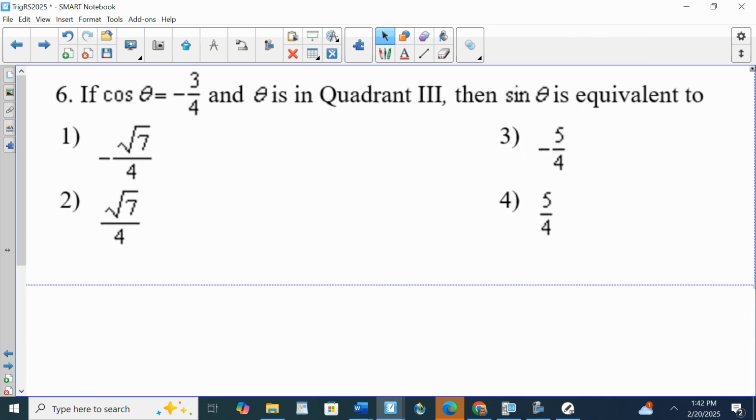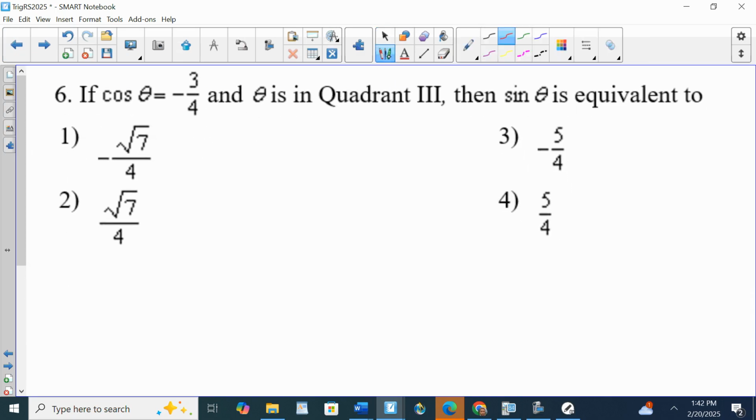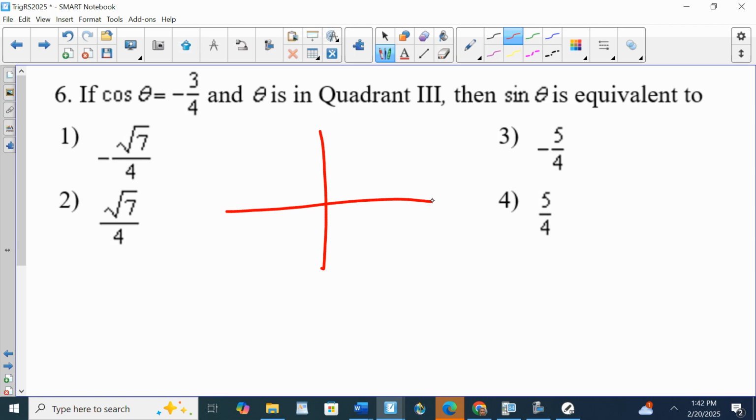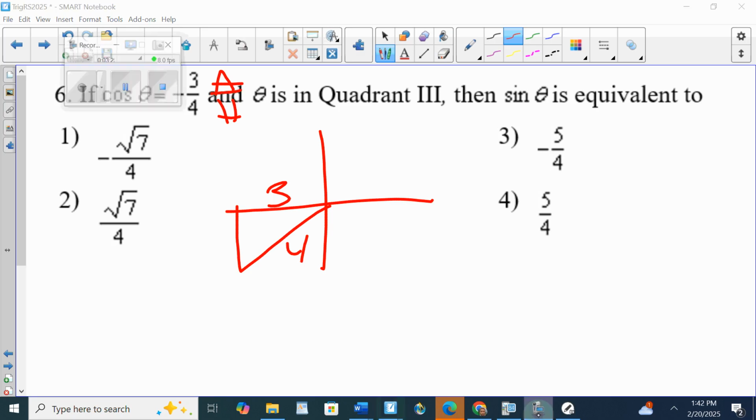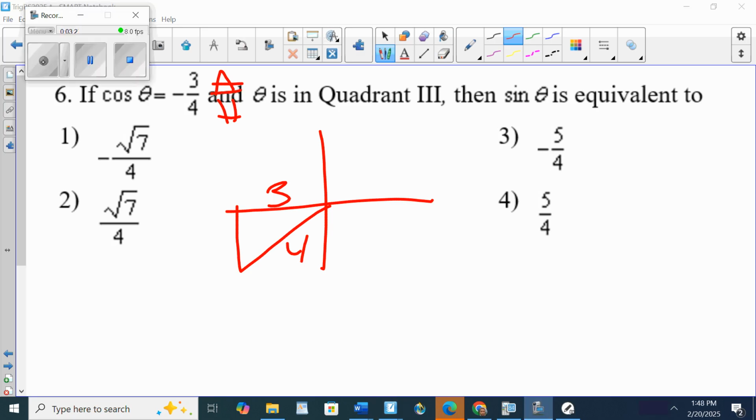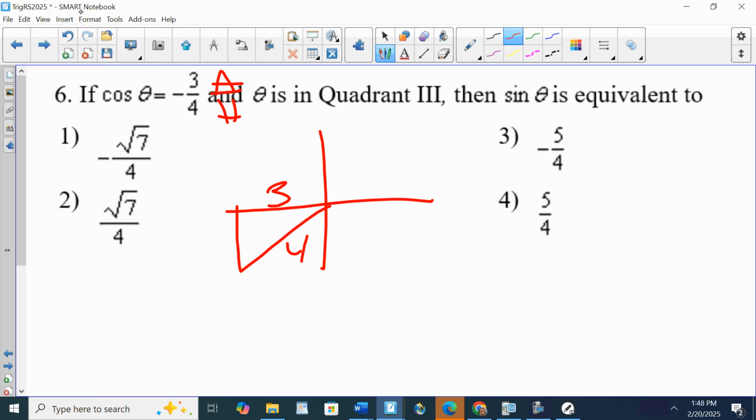It's really the same process. You're just not finding all 6. You're just finding 1. Trig ratio grid, quadrant 3. Cosine is adjacent over hypotenuse. So adjacent is 3, hypotenuse is 4. This is not a triple. Since it's not a triple, it's close to being a triple, just the 4's in the wrong spot. I have to do Pythagorean theorem.